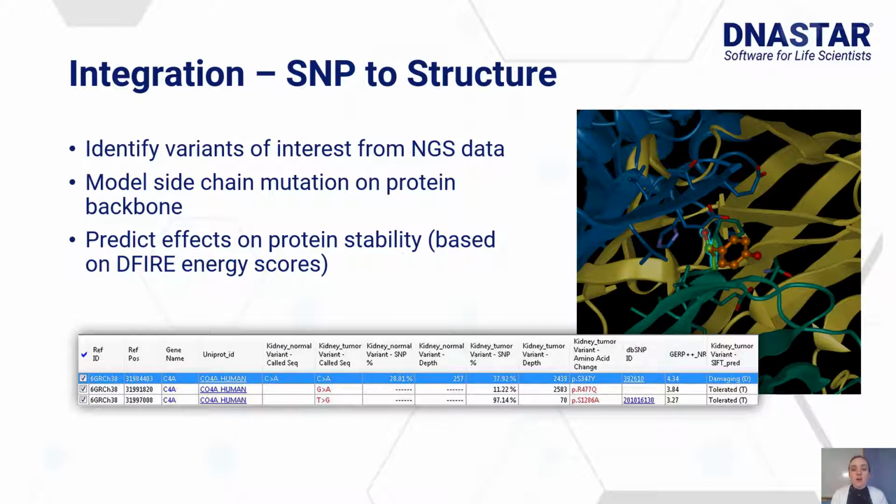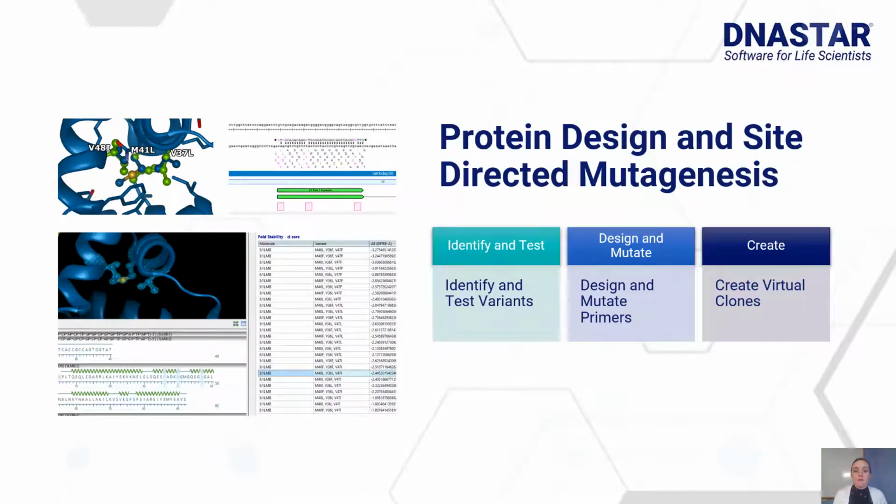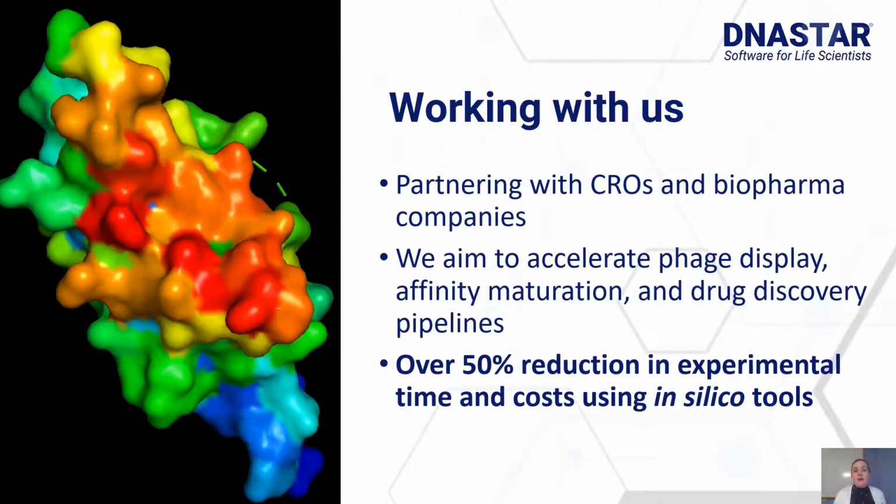And it's important to note that these tools can be used in exciting ways together. So, for example, our genomics tools can be combined with our protein tools to model variants on a protein structure. Additionally, our molecular biology tools can be paired with our protein tools to guide site-directed mutagenesis for your PCR primer design. And we're currently working with CROs and biopharma companies, combining our protein and genomics tools in different ways, ultimately to support accelerating your pipelines.